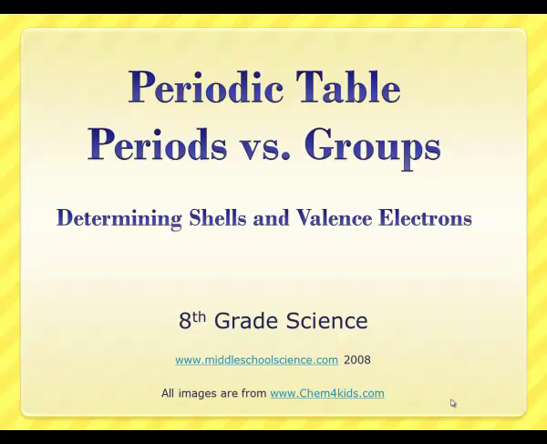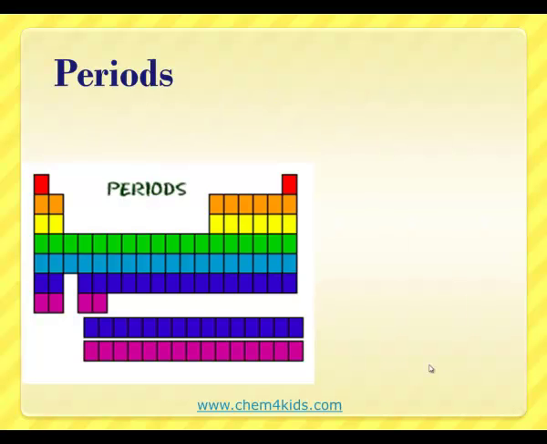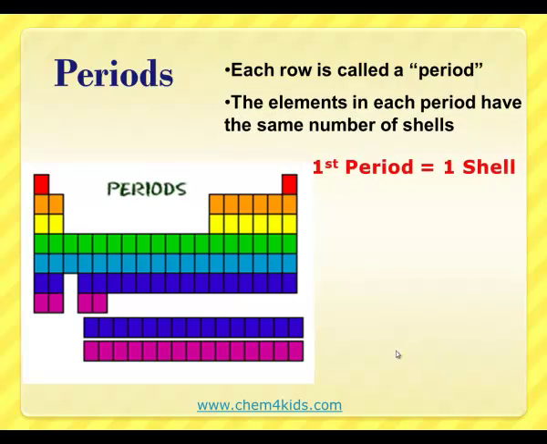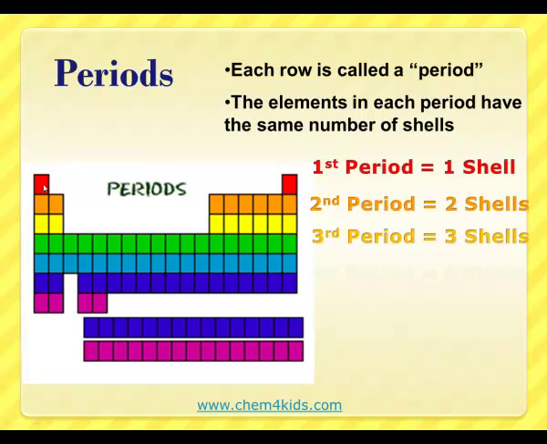If you forgot what page number you should be working on in your ISN, you need to make sure you check echalk. Let's begin. Periods. Each row is called a period. The elements in each period have the same number of shells. For example, period 1 has 2 elements. Being in period 1, each of those elements will have one shell or one ring around the atom.